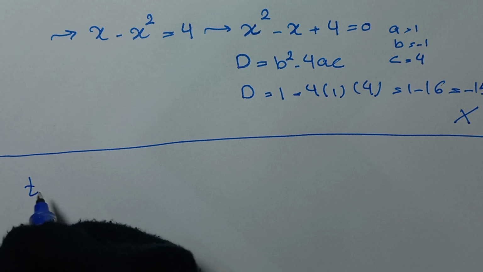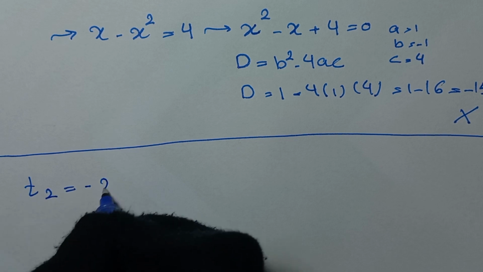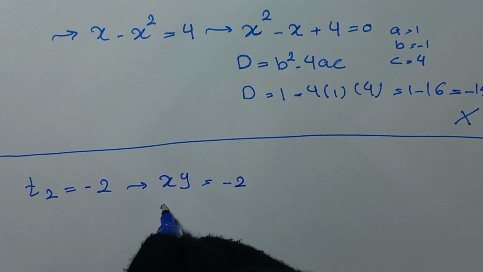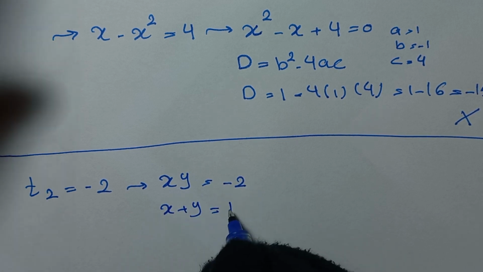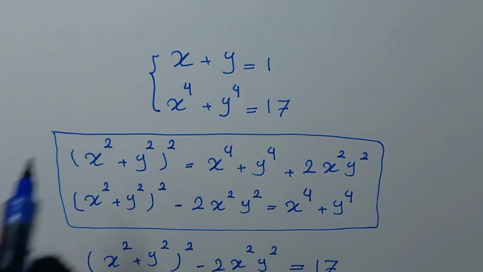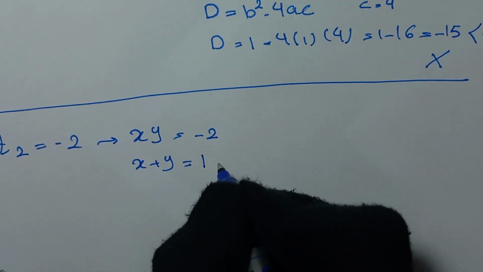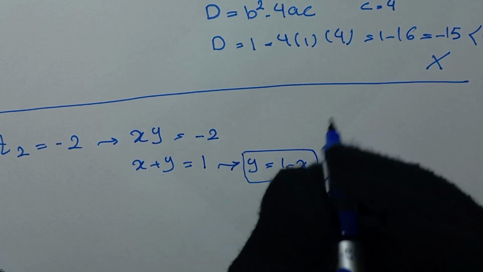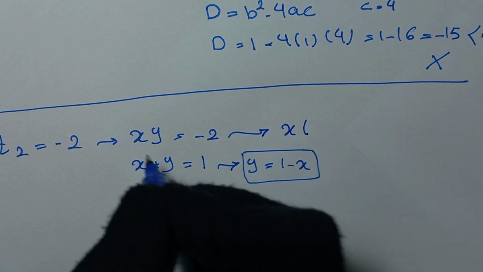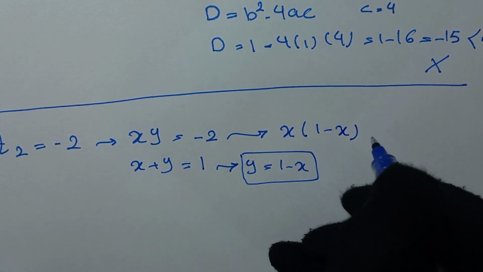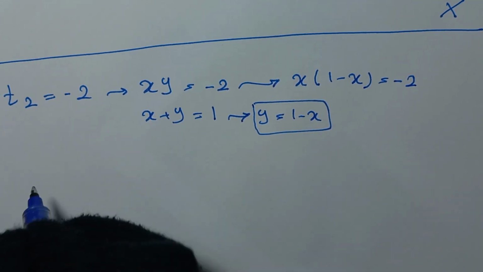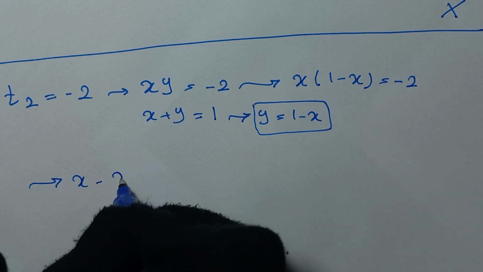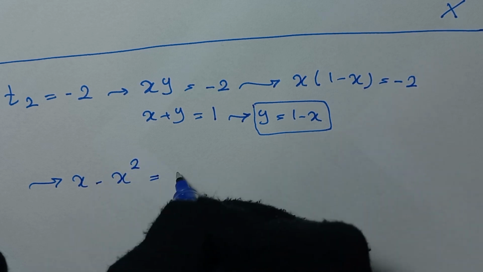So we write in here, if t2 is negative 2, so xy is equal to t, equal to negative 2, and x plus y is equal to 1, right? From this equation, x plus y is equal to 1. And here, y is 1 minus x, and from this equation, x times y is x times (1 minus x) is equal to negative 2. And we write in here, x times 1 is x, and x times negative x will be negative x squared, is equal to negative 2.